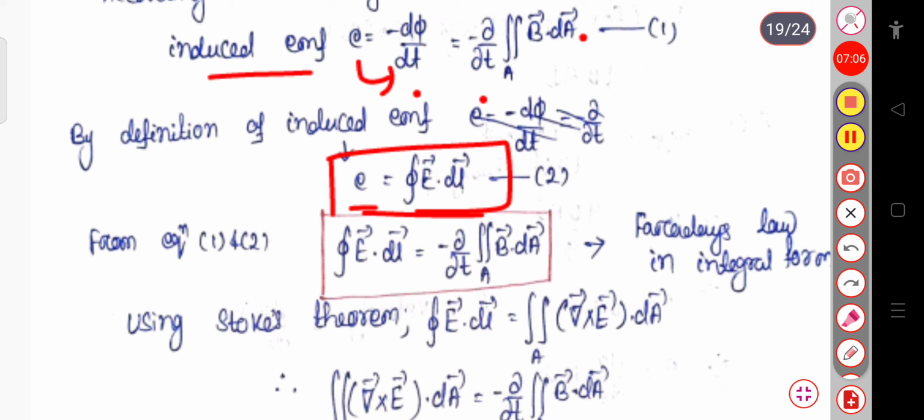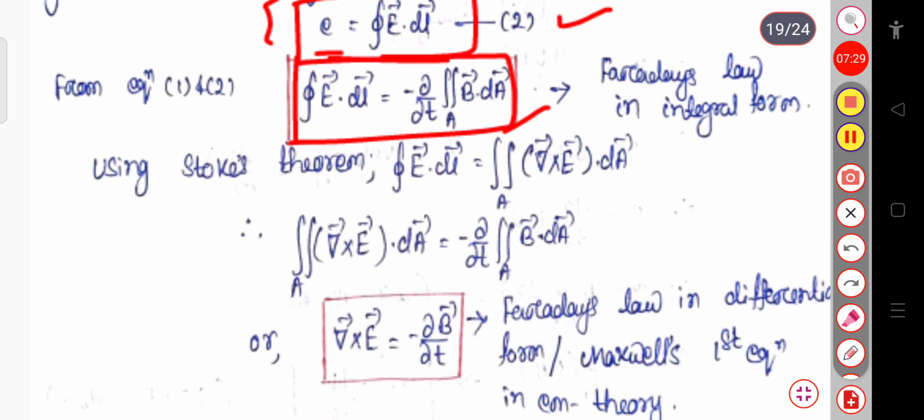Now if I compare equation 1 with equation 2, these are both the EMF. So the line integral over E dot dl will be equal to minus dou by dou t of the surface integral over B dot dA. This equation is known as the Faraday's law in the integral form.